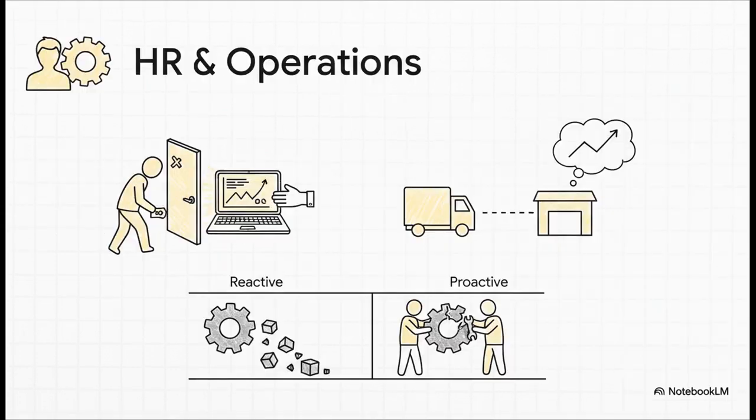And for HR and operations, it's all about making that crucial shift from being reactive to being proactive. In HR, you can predict who might be a flight risk and step in before they even update their resume. In operations, you can forecast demand with incredible accuracy to optimize your entire supply chain. The advantage is crystal clear. It gives you the hard evidence you need to manage your talent and resources proactively.